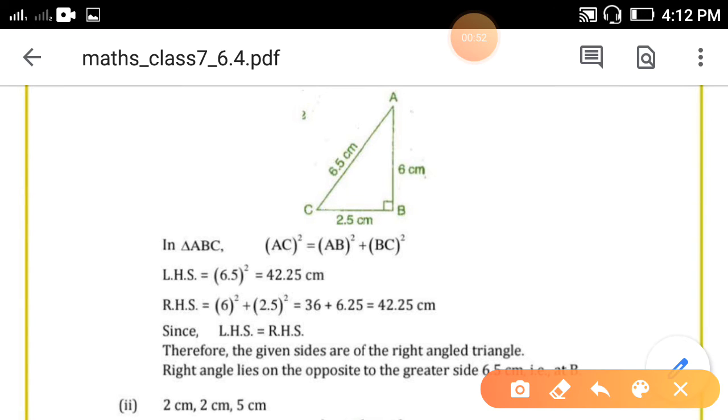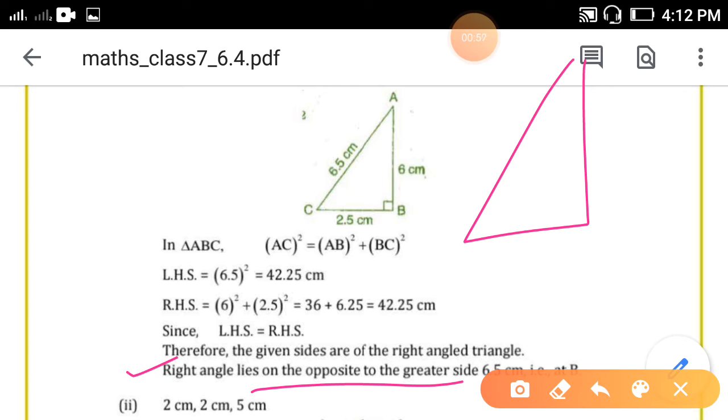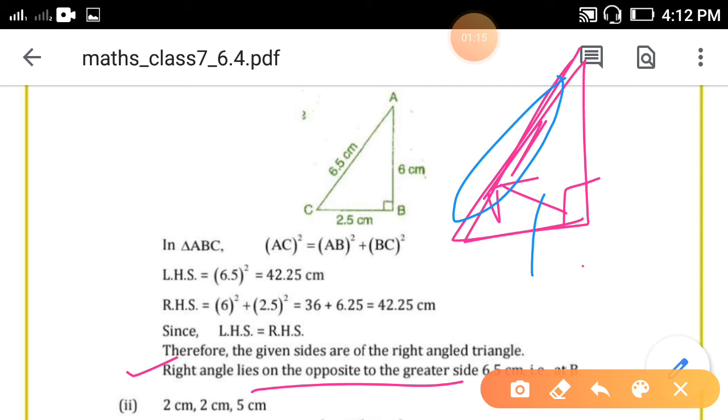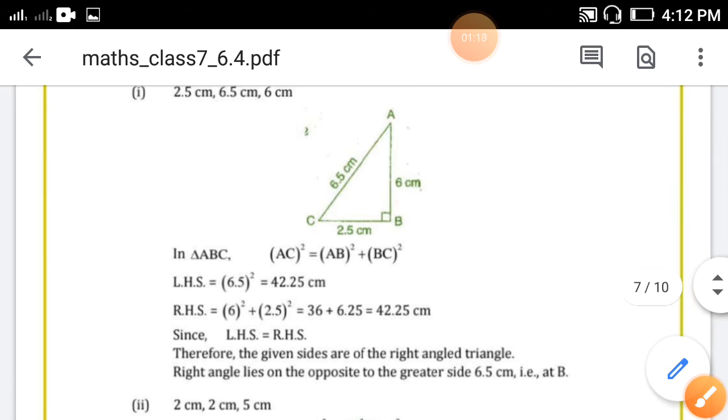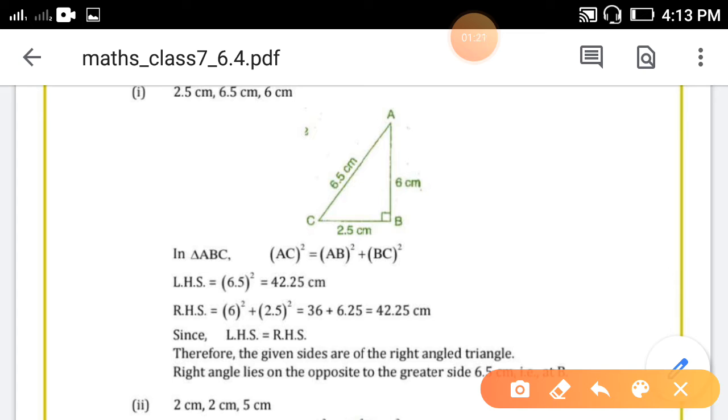One point you have to remember, that the right angle lies opposite to the greater side. So here is a triangle, here is a right angle. So its opposite side is the hypotenuse. The hypotenuse will be greater than the other two sides. You have to use the Pythagoras theorem. If you are going to draw this figure, then it's good. If you are not, then it's okay.